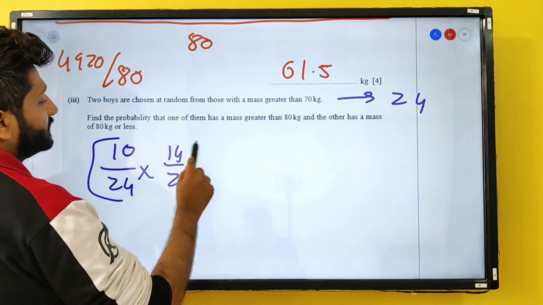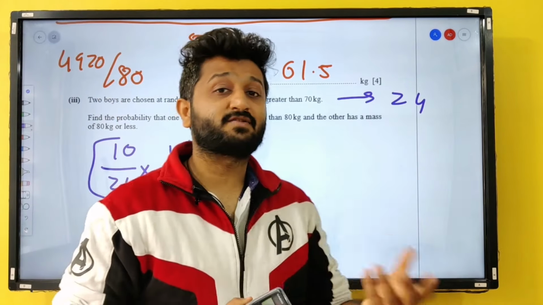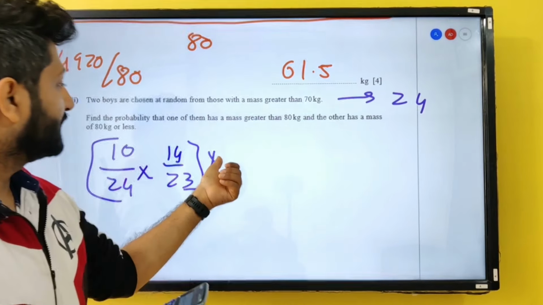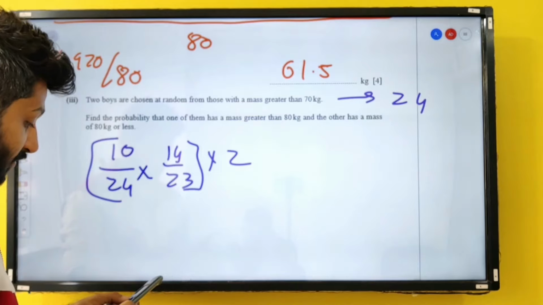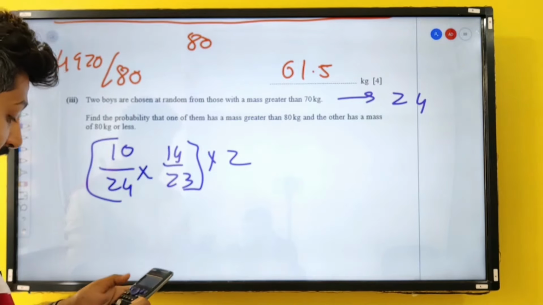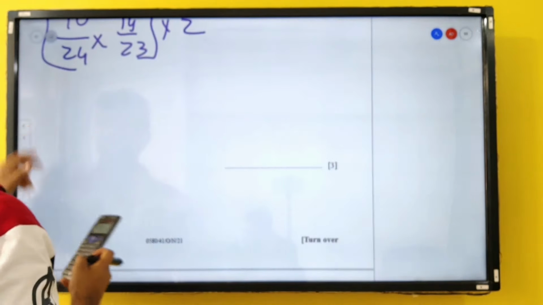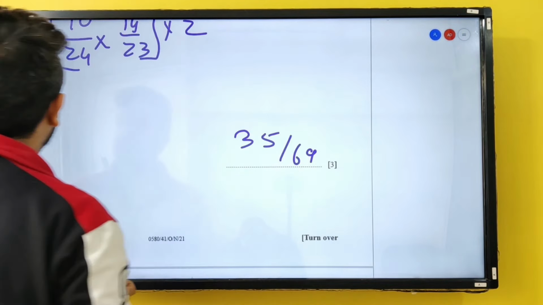Now see, I can also go the other way. Let's say the first student I pick has a mass of less than 80 and the second has a mass greater than 80. So I multiply this by 2. So 10 upon 24 into 14 upon 23 into 2. My answer is 35 upon 69.